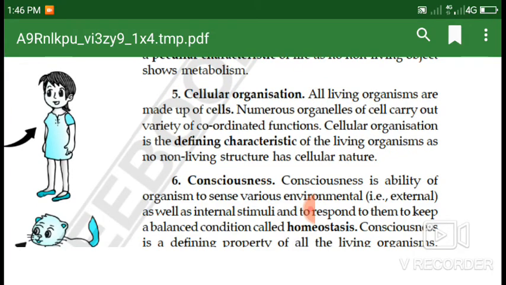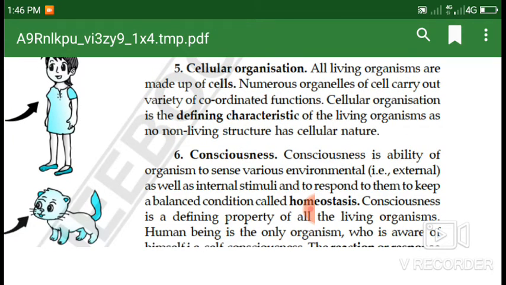Cellular organization. All living organisms are made up of cells. Numerous organelles of the cell carry out a variety of coordinated functions. Cellular organization is a defining characteristic of living organisms, as no non-living structure has a cellular nature.